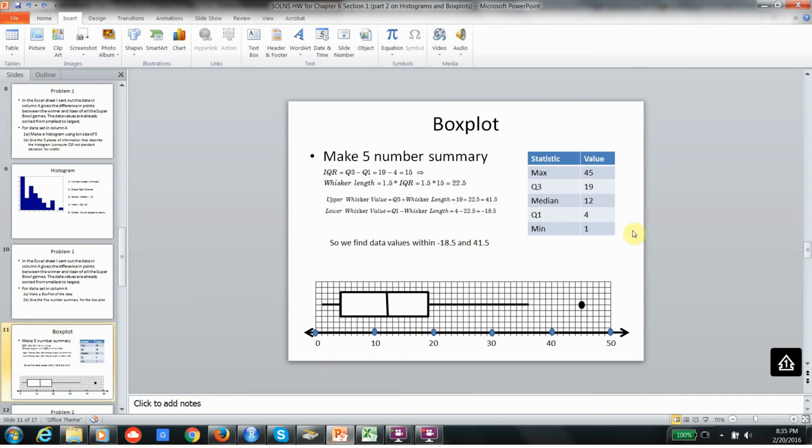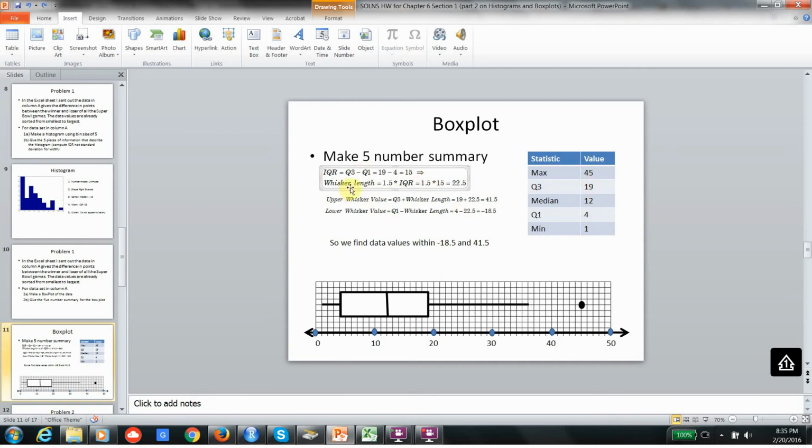Now, once I have the 5-number summary, I'm ready to do the box plot. Notice it's actually backwards from the histogram. For the histogram, we make the plot, and then we give the summary statistics. For the box plot, it's the opposite. We give the summary statistics, then we make the plot. So first I need the IQR. I'm going to take Q3 minus Q1 and get 15.